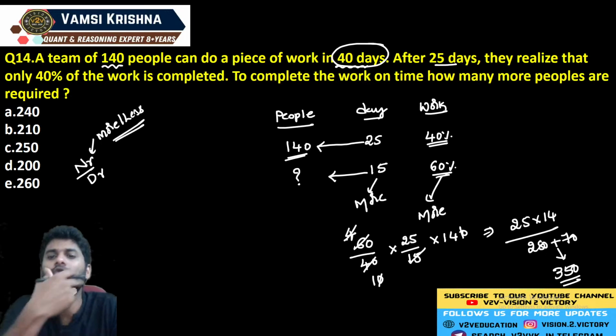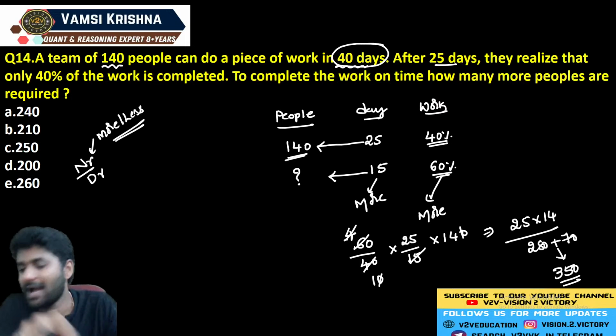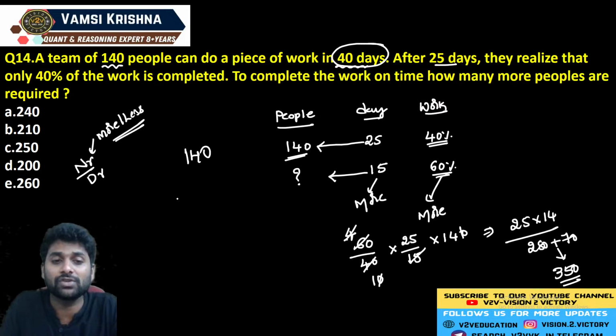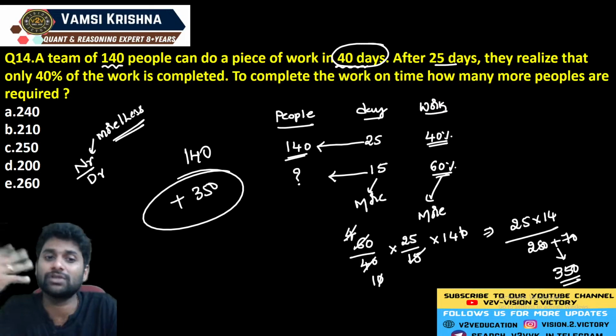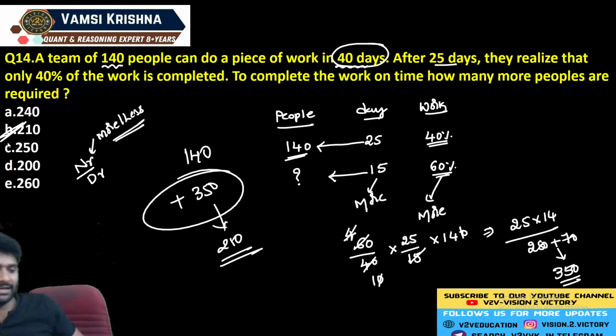Now the question here. To complete that work on time, how many more people are required? And in this work, already 140 people are available. So we need to finish the 60% of work in 15 days. We need 350. So how many more people we need to hire means it's 210. We should hire 210 people, guys.